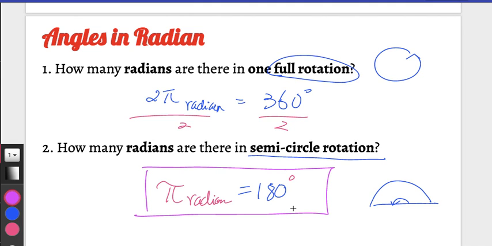Okay, so that is the basic introduction for angles in radian. That's all I want to share with you today about angles in radian. And in the next video, we are going to do some practice to see how to convert from degree to radian or radian to degree.